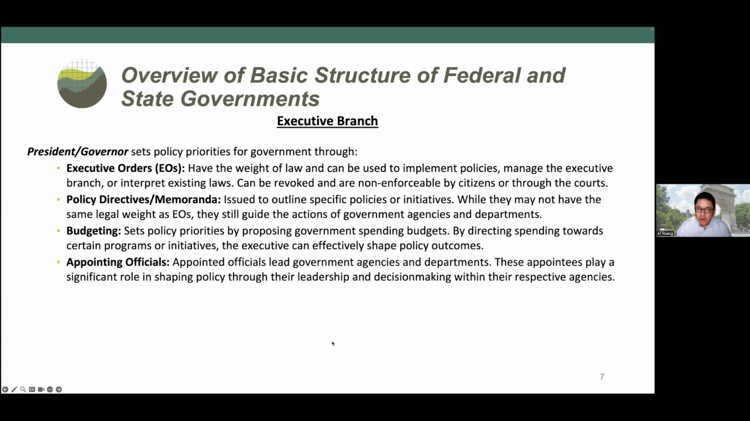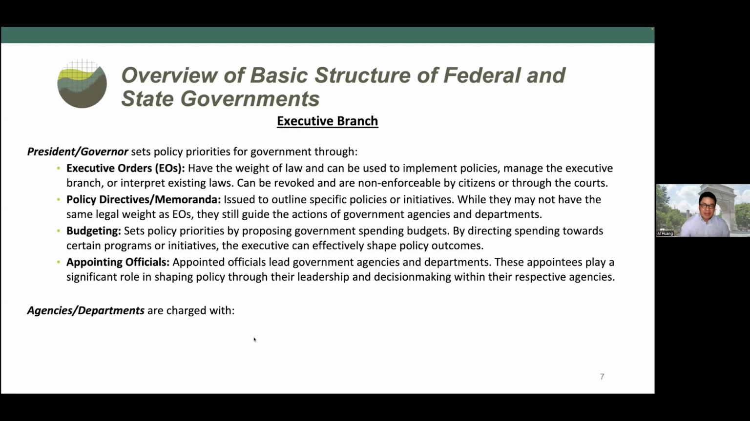Finally, it's appointing officials. The executive can appoint officials to lead government agencies and departments, and these appointees play a significant role in shaping public policy through their leadership and their decision-making within respective agencies. So agencies and departments, these are things you think of like EPA, the Environmental Protection Agency, Department of Interior.